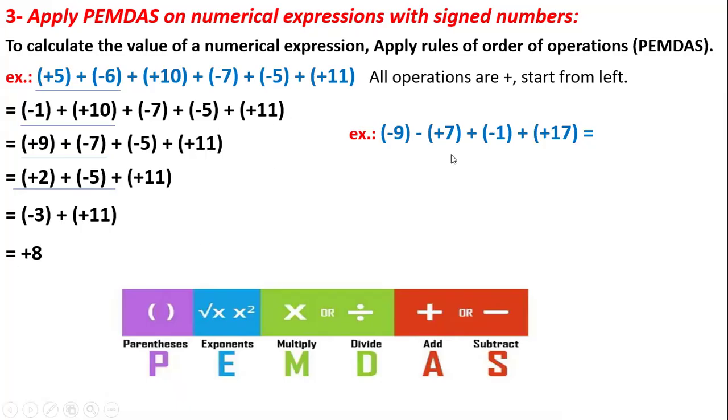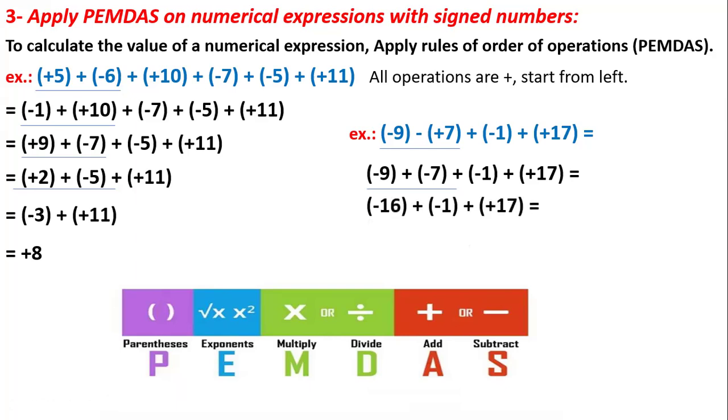Let's solve another example. If I start from left, I have subtraction. So I apply the steps of subtraction. I write the first number as it is. We change minus into plus, and we find the opposite of positive 7, which is negative 7. Also, I start from left. I'm adding a negative with a negative, so my answer will be negative, and I add. 9 plus 7 is negative 16.